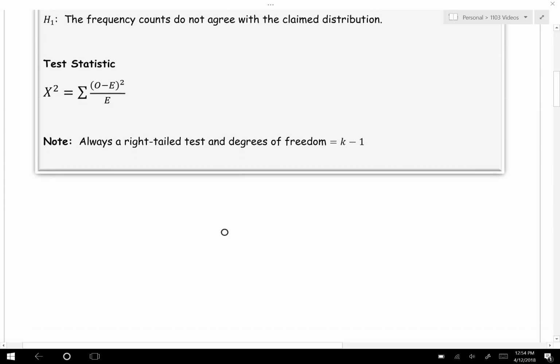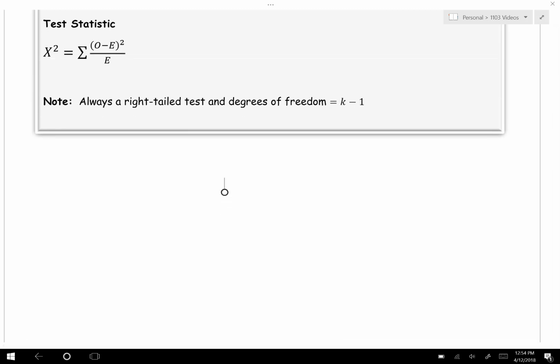Our test statistic is clumsy to calculate by hand. We will do one by hand. It's quite easy to do on your calculators, however, so that's how I would expect you to do these. The chi-squared statistic is equal to the sum of (observed minus expected) squared, divided by E. This is always a right-tailed test, and the degrees of freedom will always be k minus 1.